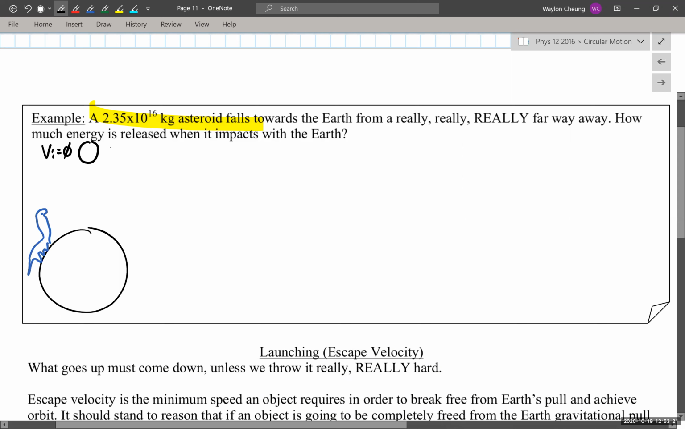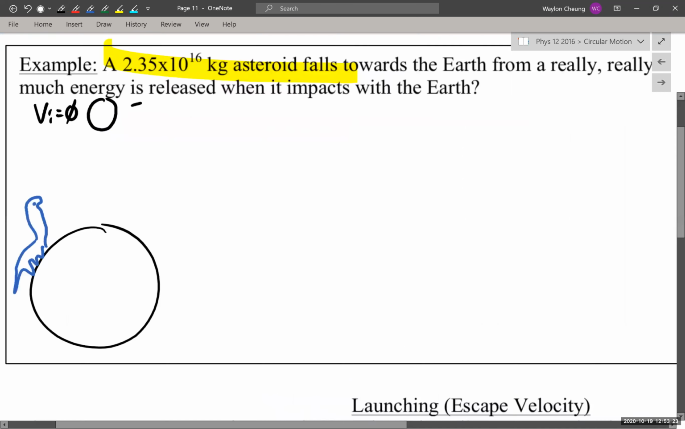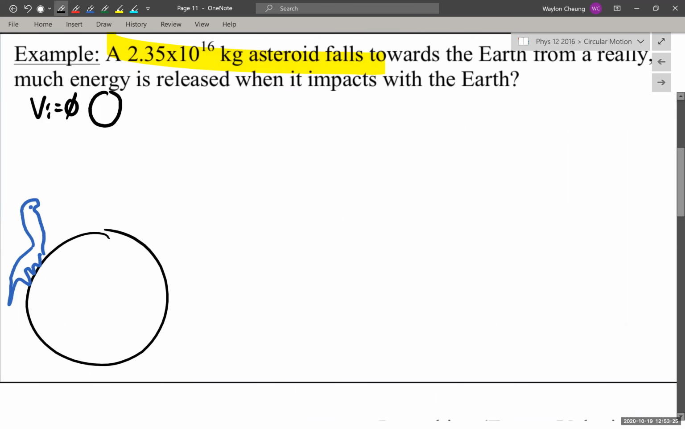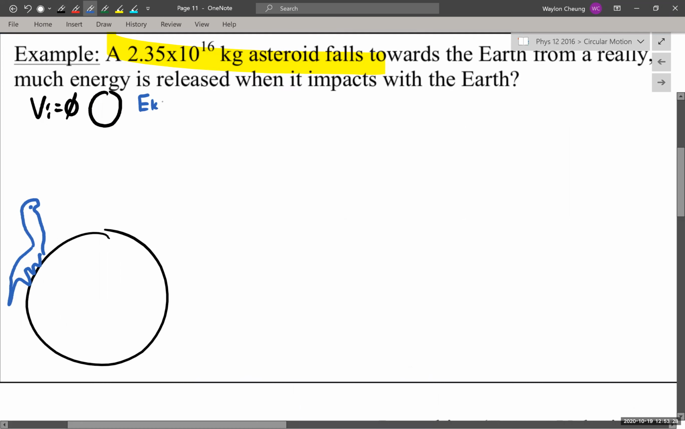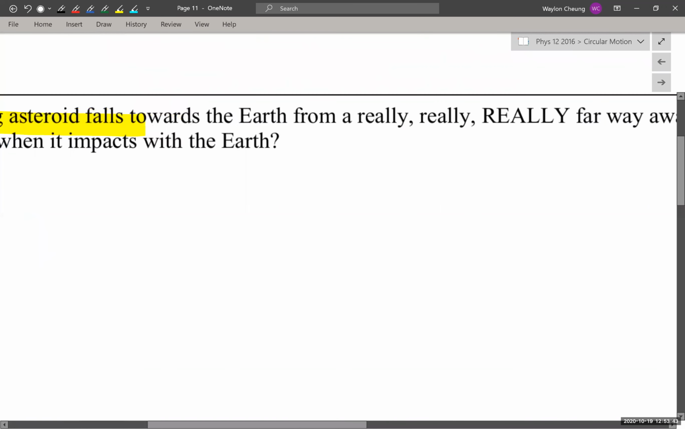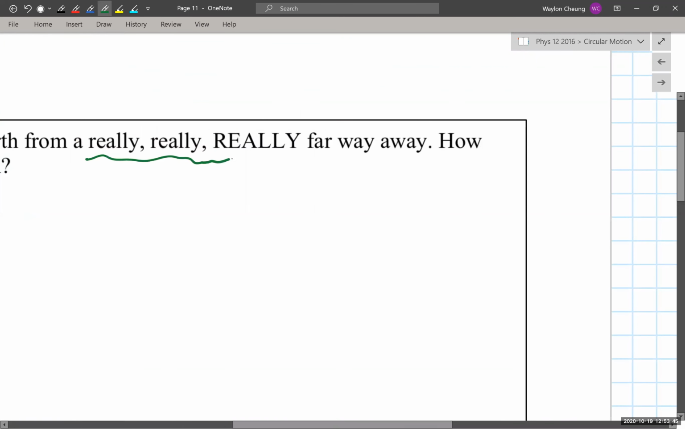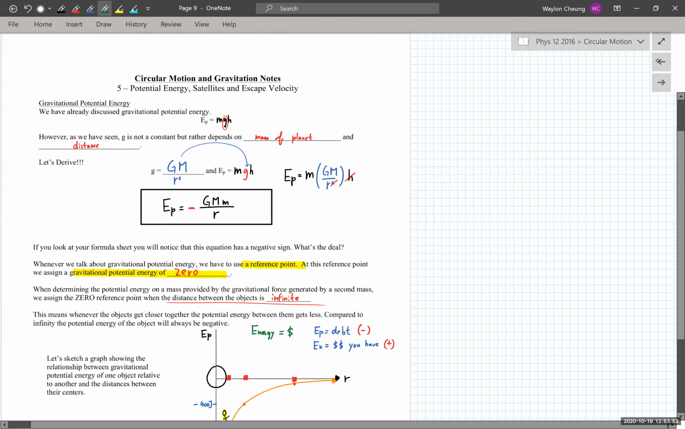If V initial is 0, that can only mean one thing: kinetic energy must be 0 to begin with. Now, again, we are assuming things here, but not unreasonably. So no kinetic energy at the beginning. At that point, however, you do have potential energy, called gravitational potential energy, which you can calculate. But remember, we're assuming that the asteroid started really, really far away.